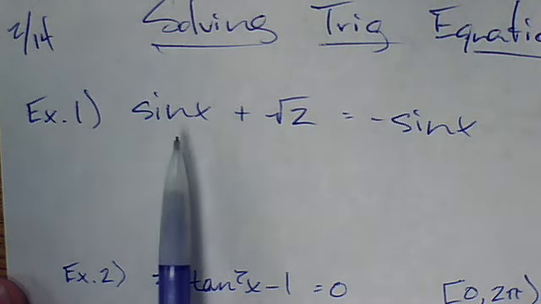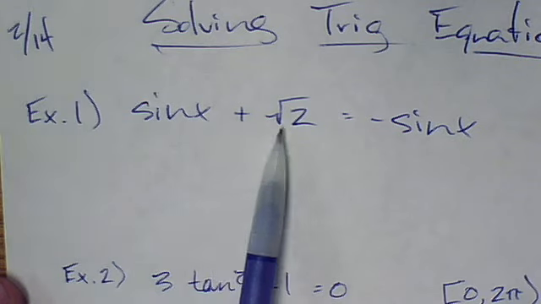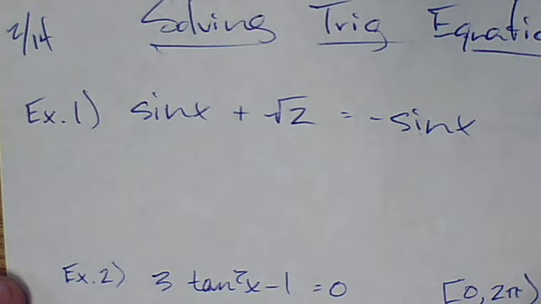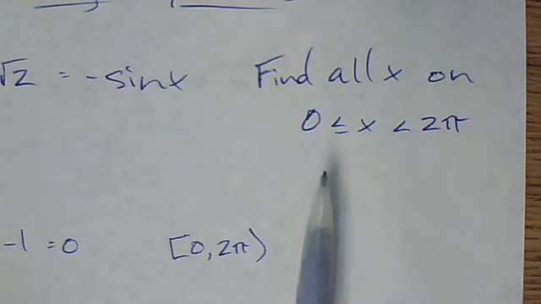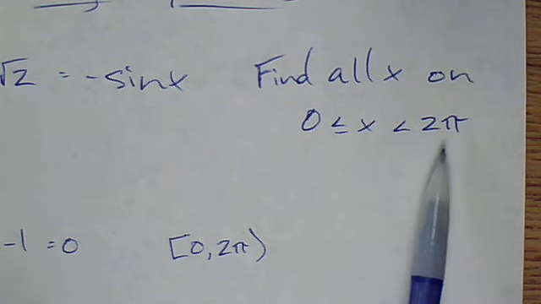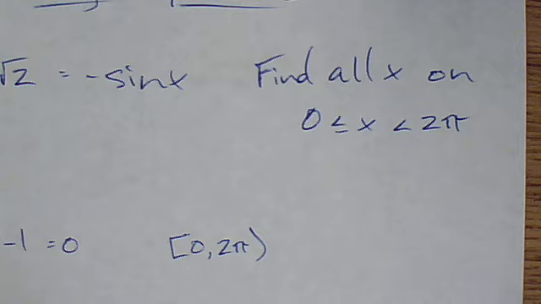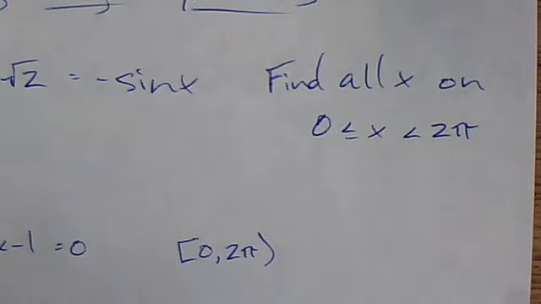First example I want to show you is sine x plus square root of 2 equals negative sine x. And we're going to find all x's on the domain 0 to 2 pi, which is just one full circle.